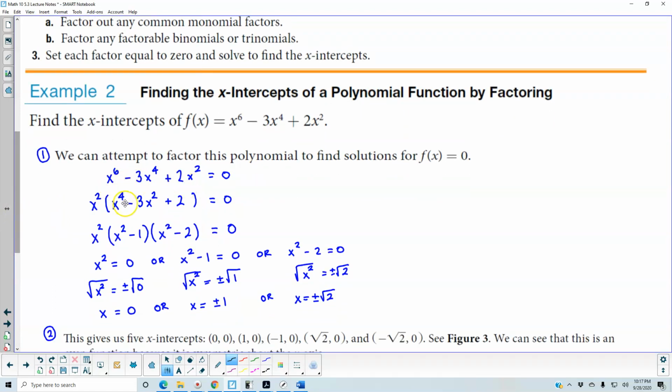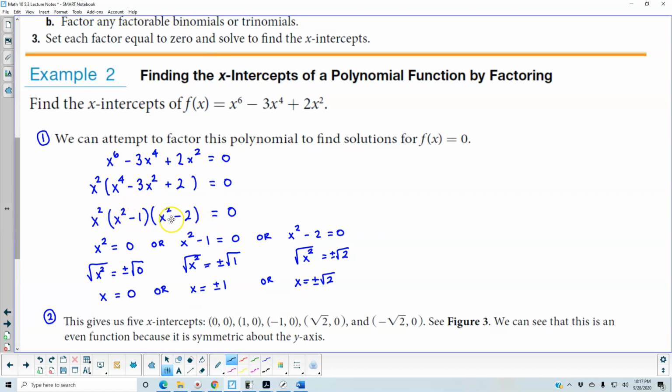So if we take a look at all 3 terms, we can factor out a common term, which is x squared. And what's left is x to the 4th minus 3x squared plus 2 equals 0. Now in the center here, we can factor this because this is a factorable trinomial. We can factor this to be x squared times x squared minus 1 times x squared minus 2, which is equal to 0. And now that we have 3 factors that we can set equal to 0, we can solve for x. So we have x squared equal to 0, or x squared minus 1 equal to 0, or x squared minus 2 equal to 0.